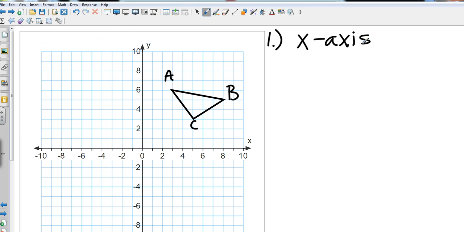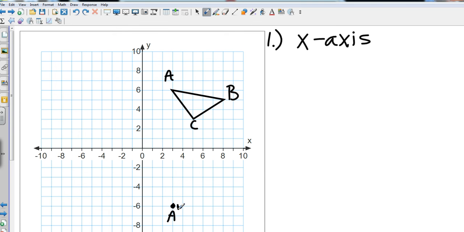Remember, when something reflects, it goes through it at a perpendicular. And so I'm going to take A, and if I were to extend A to the x-axis perpendicularly, then I would just count that many boxes, and obviously it's going to be 6. So I'm going to go to 6 spaces below the x-axis, and right here is going to be my A prime. I've reflected that.